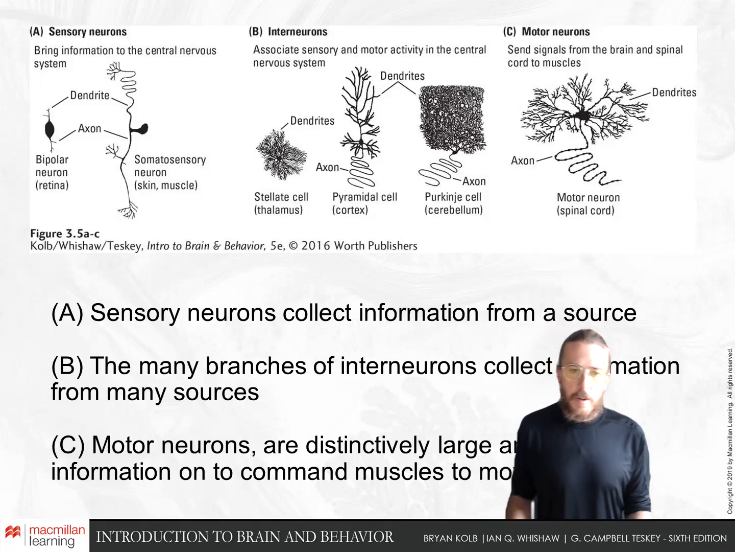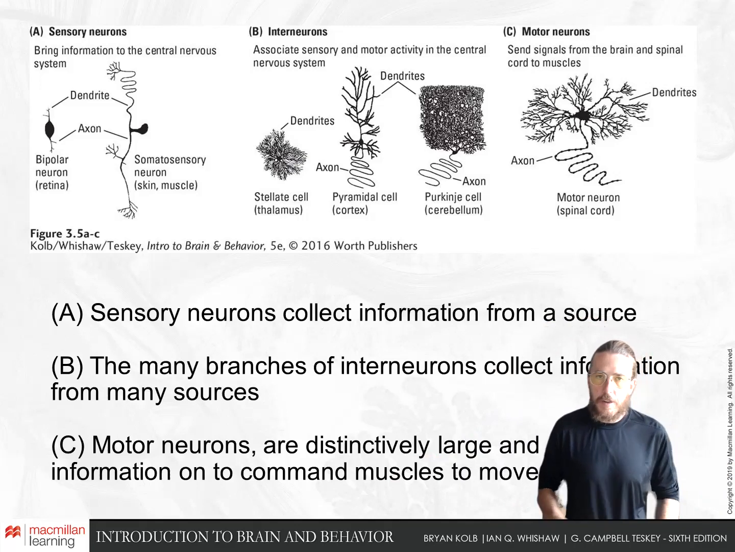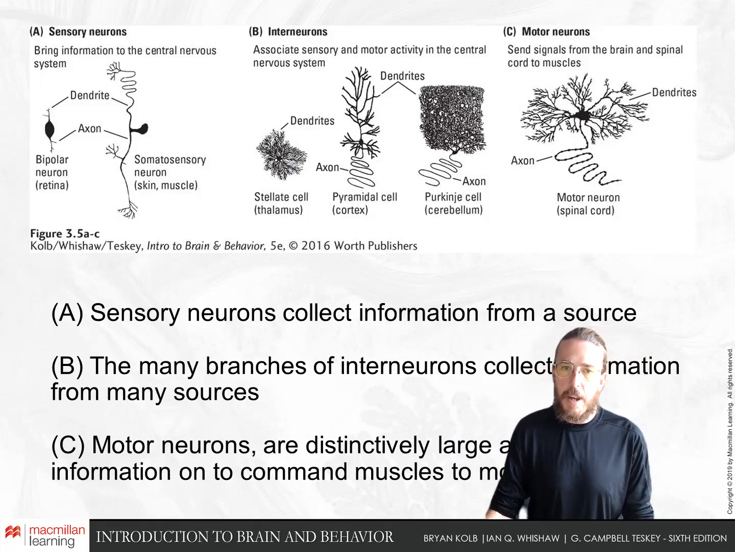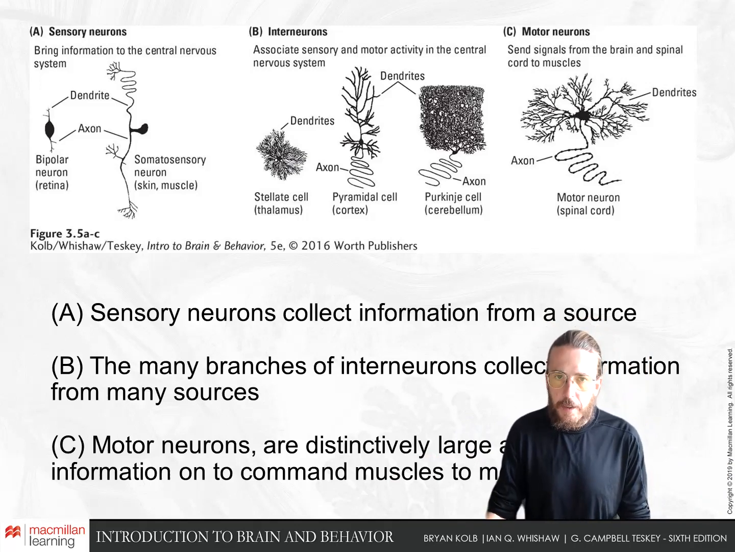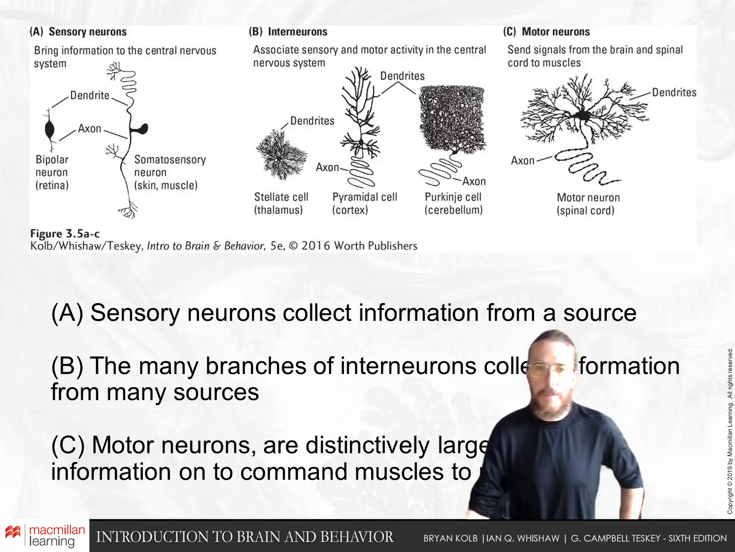Motor neurons, thirdly, are generally very large, the largest neurons in our body, and they command the muscles. So they send axons down our spinal cord. You can see these axons have little insulation on them, which we'll learn about, called myelin, which transmits the information faster to our body.